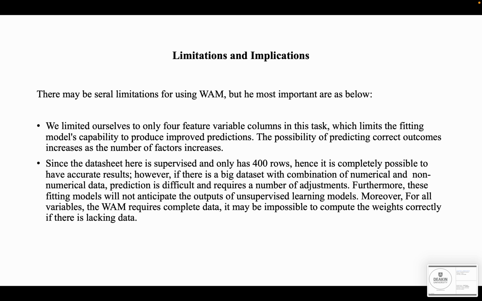Furthermore, these fitting models will not anticipate the output of supervised learning models. Moreover, for all variables, the weighted arithmetic mean requires complete data. It may be impossible to compute the weights correctly if there is missing data.